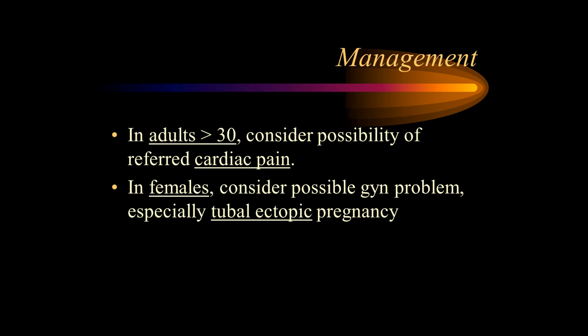In adults greater than 30, consider possibility of referred cardiac pain. Okay, a lot of people who are experiencing heart attacks won't feel chest pain. They'll feel nausea, indigestion. Okay, kind of abdominal type symptoms. Just know that that can be referred cardiac pain. And in all females, consider possible OBGYN problems, especially what we call tubal ectopic pregnancies, which is a life threat if it ruptures.